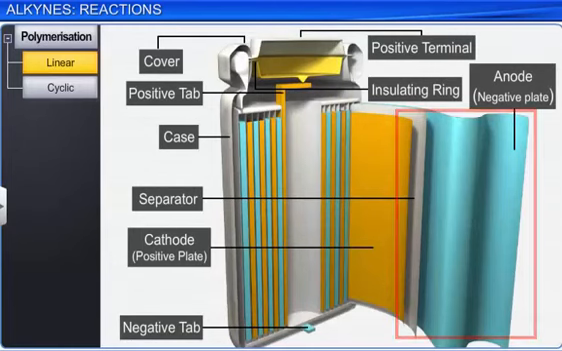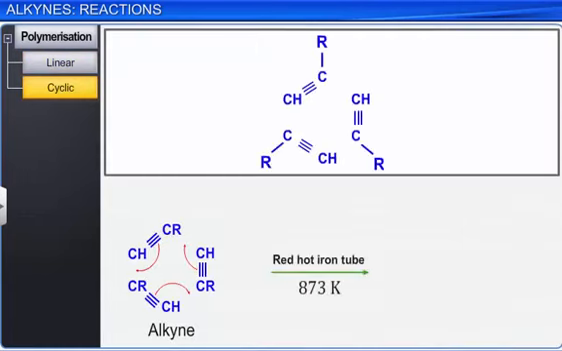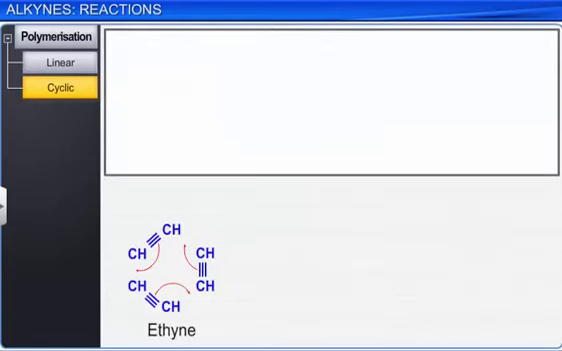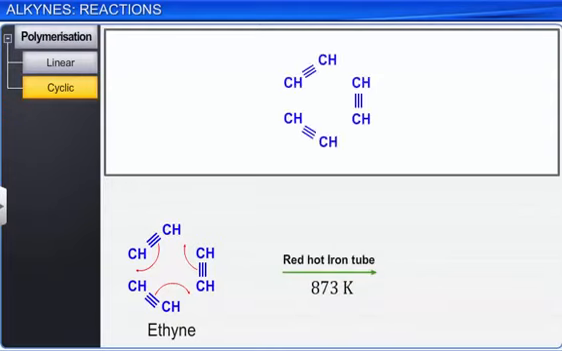In cyclic polymerization, alkyne molecules add to each other, resulting in the formation of a cyclic compound. For example, when ethine is passed through a red-hot iron tube at 873 Kelvin, it undergoes cyclic polymerization. In this cyclic polymerization, 3 molecules of ethine polymerize to form benzene.